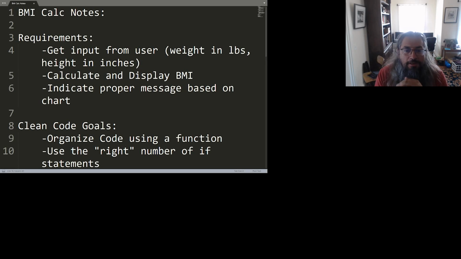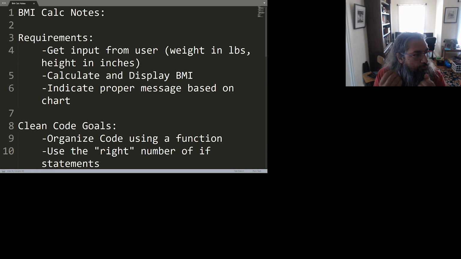Howdy folks, this is the code along for the packet 2, problem 2 problem of doing a little BMI calculator. So just like the last time, we're going to start off without writing any code, but thinking about, well, what are we going to do?